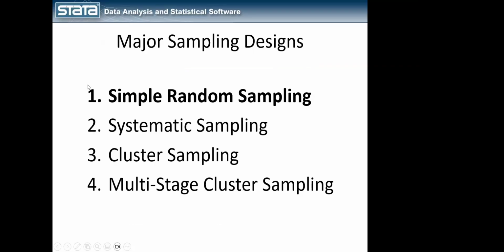Well, to talk about that, we need to go through what I would call the four major sampling designs. There are many, many variations of these, but these are the basics. So there's simple random sampling, systematic sampling, cluster sampling, and multi-stage cluster sampling.